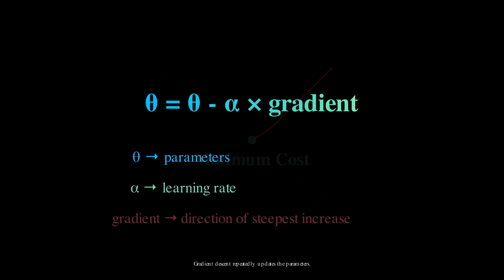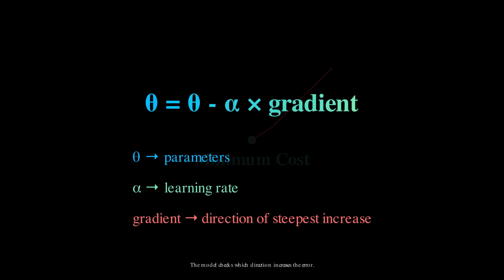Gradient descent repeatedly updates the parameters. The model checks which direction increases the error. Then it moves in the opposite direction to reduce the cost. This process repeats thousands or even millions of times.